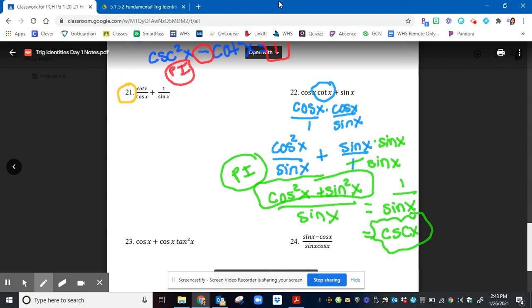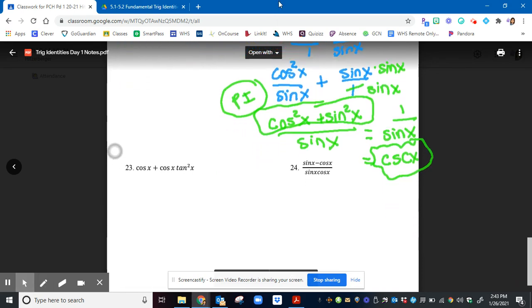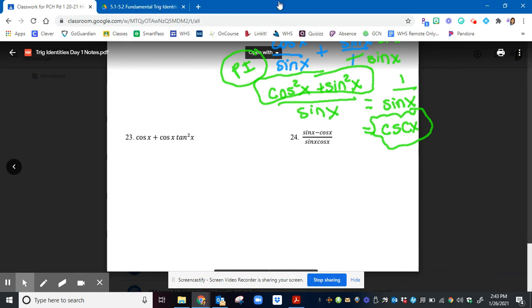All right, 23 is going to be for you to do. You could do one of two things. You could go for a GCF, because we have a cosine and a cosine in both of those. You could try that, which I think would probably be your easiest bet. So I'm going to say try a GCF for this one. And last but not least, I have to cover number 24.